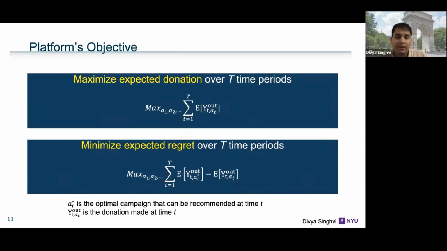Now, while we consider this particular objective, I would like to say that there are other objectives that one can consider. One can think of maximizing the number of successful campaigns, where success can be defined in a particular way. We consider this regret-based objective because of the GoFundMe revenue model that I just described.